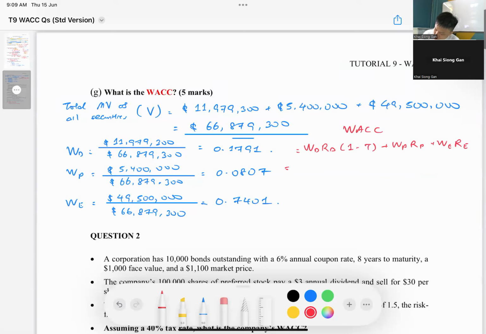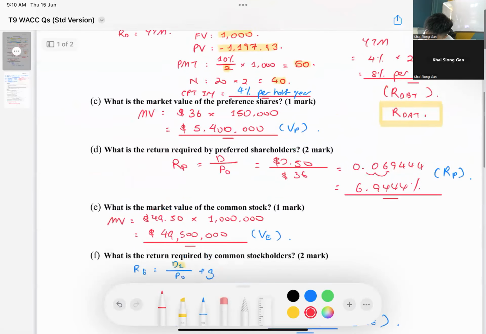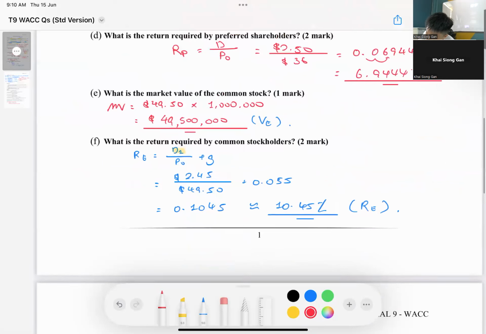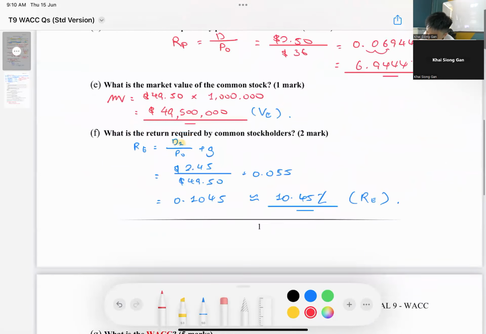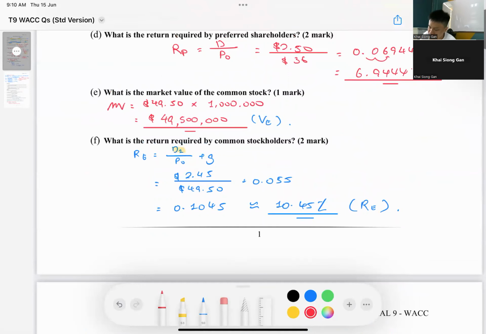So weightage of debt is 0.1791 times the required return of debt. How much required return for debt is 8%. Then 1 minus 40% of tax, 0.4. Okay, plus weightage of preferred stock is 0.0807 times the required return of preferred stock. So remember, put all in decimals, so it's easier. You don't want a bit decimals, a bit percentage, then you will get the answers wrong.